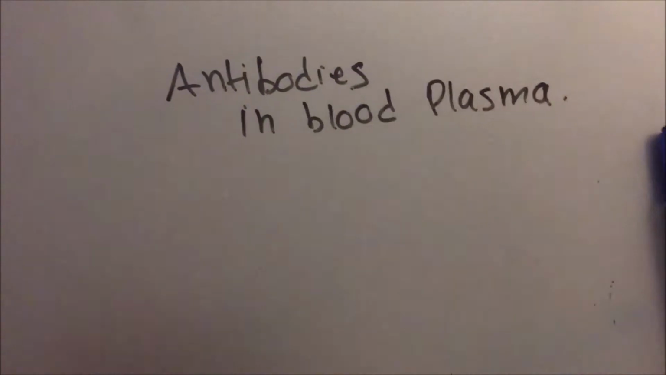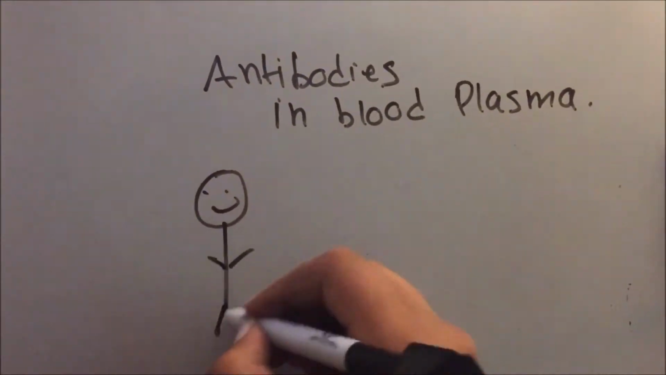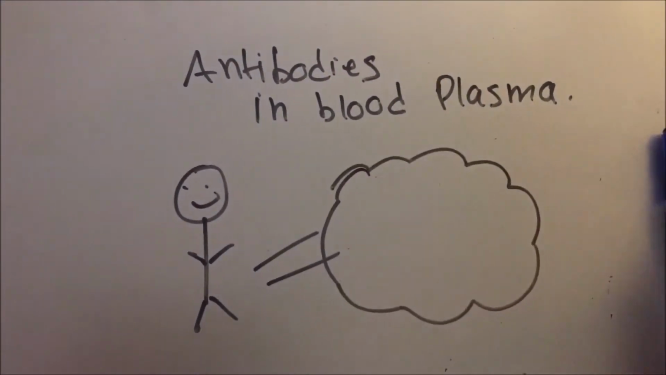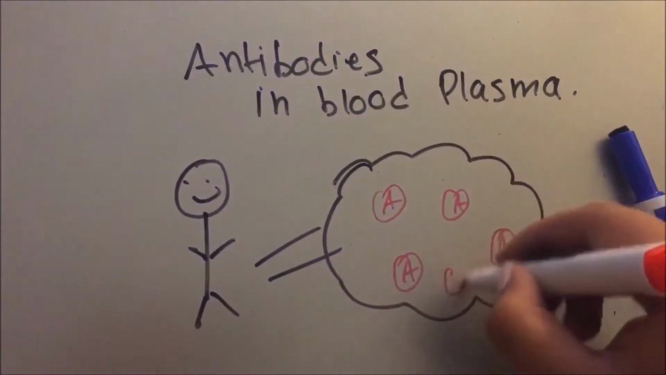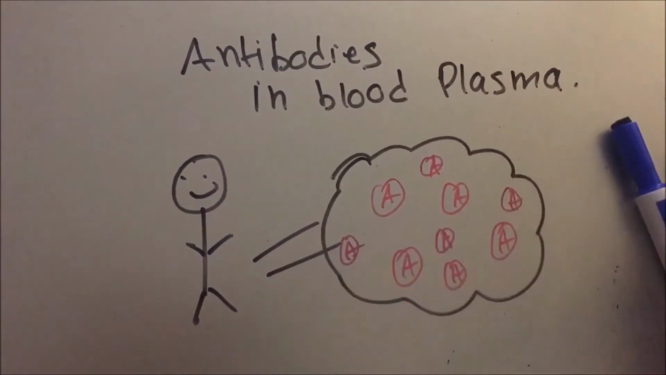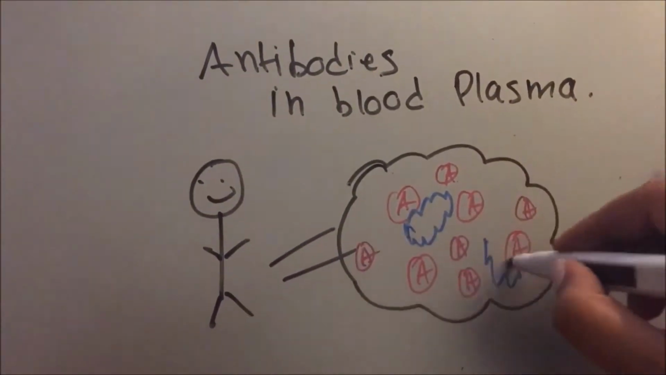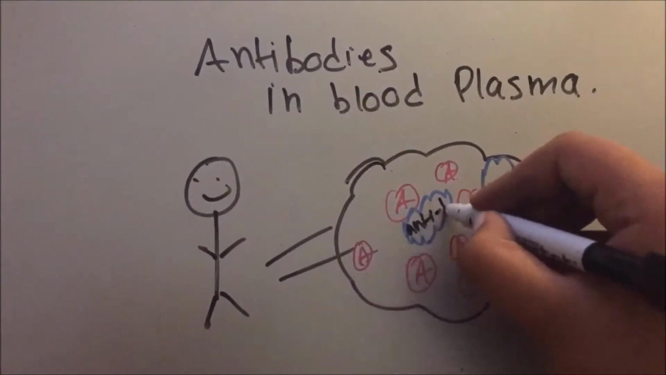Specific antibodies are found in the plasma of each blood type. Antibodies are proteins made in response to the exposure of the blood group. A person with type A blood will have the anti-B antibodies in their plasma.